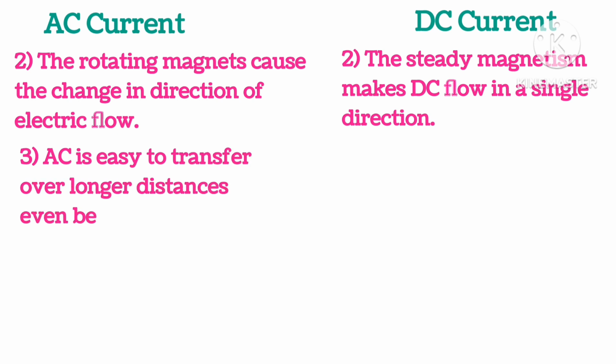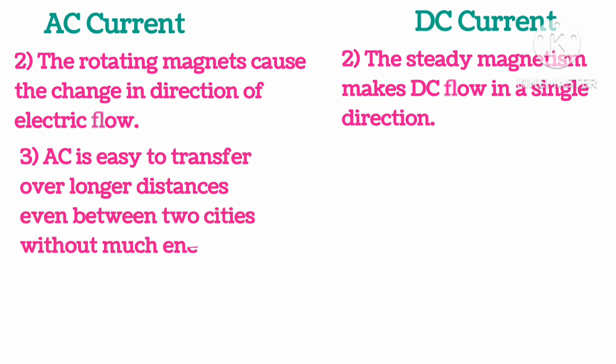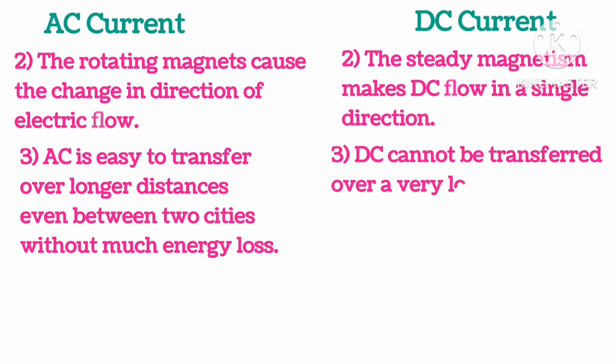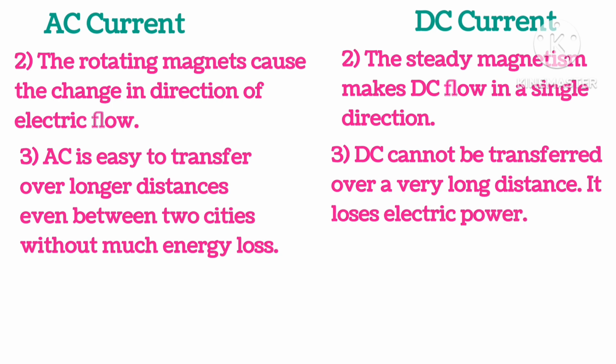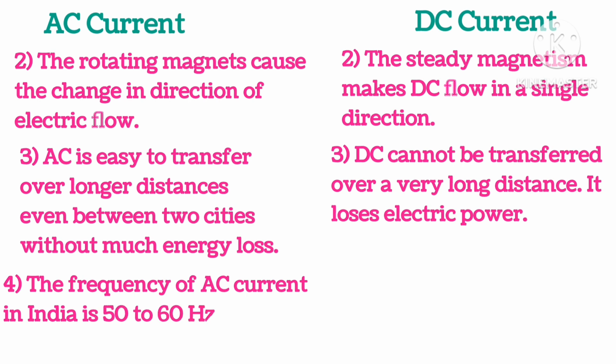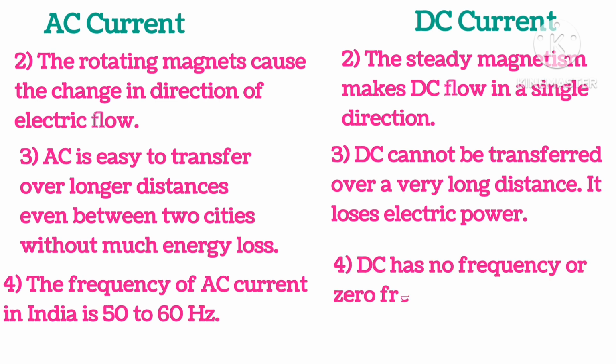AC current is easy to transfer over longer distances, even between two countries, without much energy loss. Whereas DC cannot be transferred over very long distances, it loses electric power. The frequency of AC current in India is 50 to 60 Hz. DC has no frequency, or zero frequency.